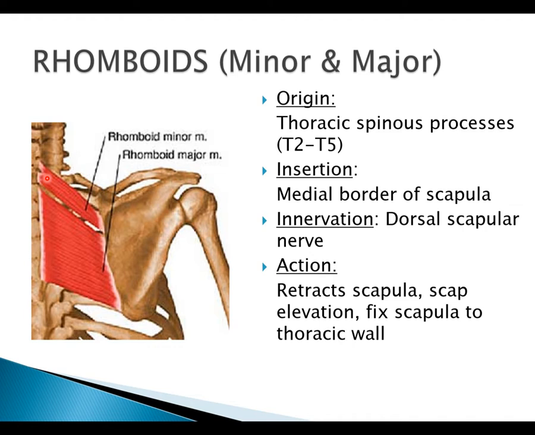But they're going to start on your thoracic spinous processes, your T2 to T5, and then they're going to run straight across and insert on the medial border of the scapula. Again, this one should be pretty obvious based on how the fibers are running. It is going to cause scapular retraction. The rhomboids are also really important in fixing the scapula to the thoracic wall. So they're going to be there for that scapular stabilization. Like the levator scapula, the dorsal scapular nerve also innervates the rhomboids.